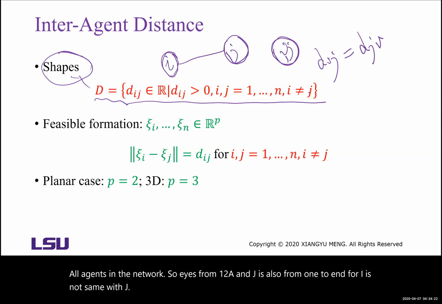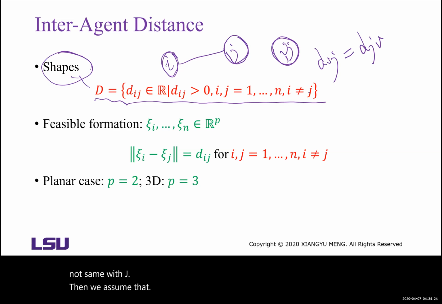Then we assume that this formation is feasible. By feasible, we mean that we can find some points c1, c2, and cn, so that the distance between ci and cj is dij, for i from 1 to n, j from 1 to n, i not the same as j.